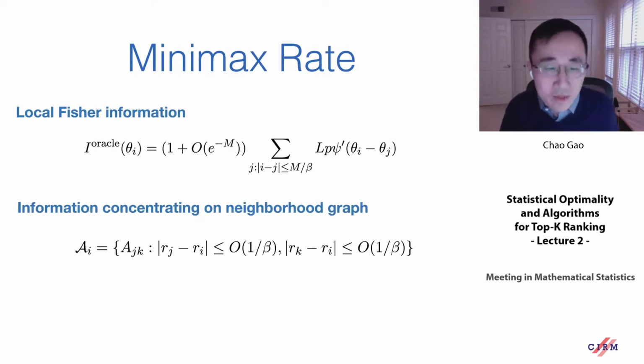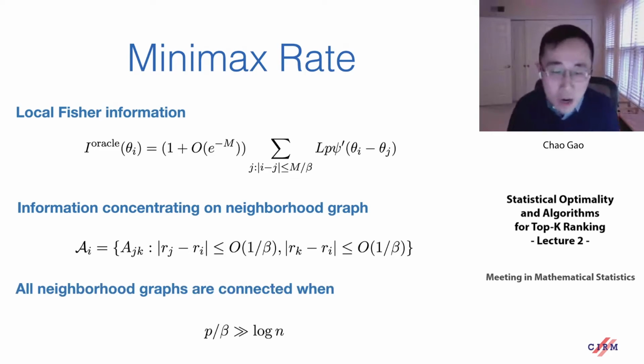This approximation formula tells you that the information of ranking really concentrates on the neighborhood graph of each player i. For player i, you only need to consider players whose ranks are close to the rank of i, with radius 1 over beta. That's why what you really need to work on is the local neighborhood graph, which is of size 1 over beta. And the condition that P over beta is greater than log n is really to make sure that all neighborhood graphs are connected. For the Gaussian model, you only need to work with the entire global graph, but here we have n different local neighborhood graphs to work with, and this assumption makes sure the connectivity happens for each graph.